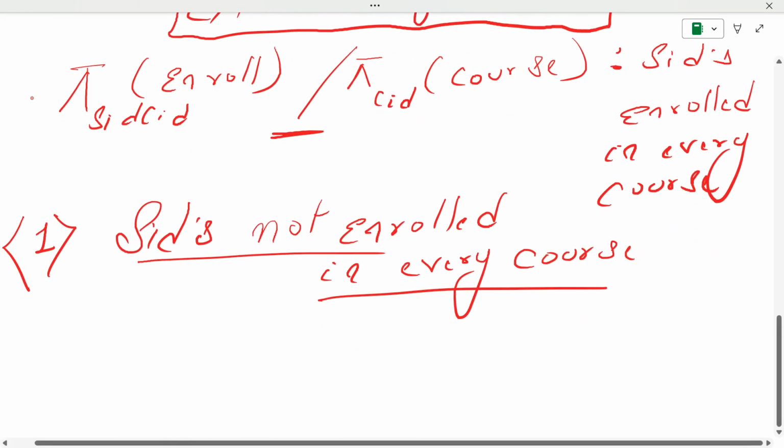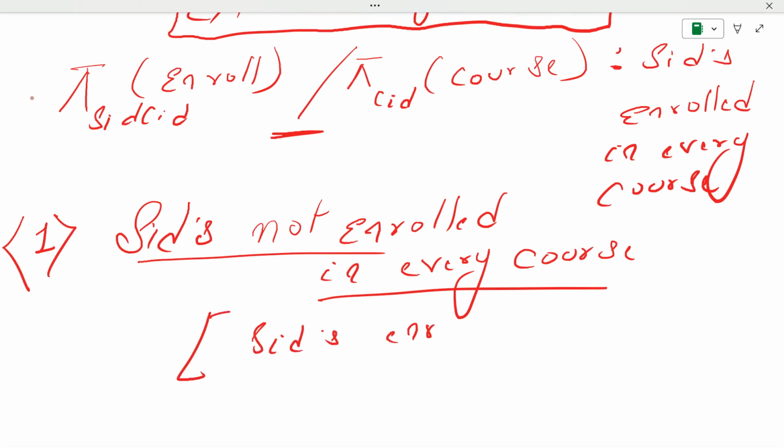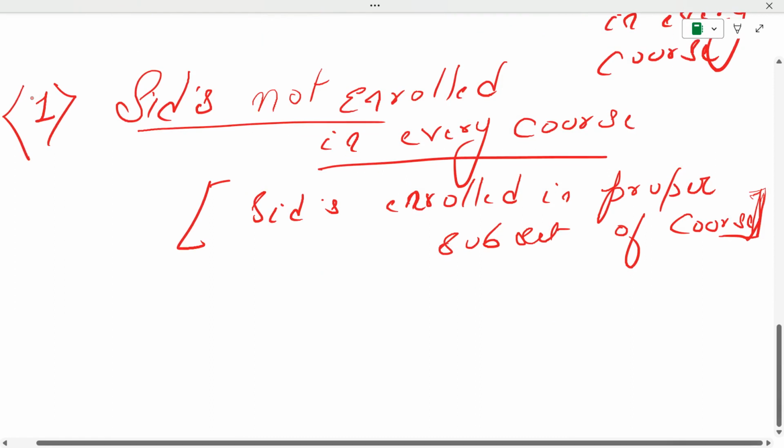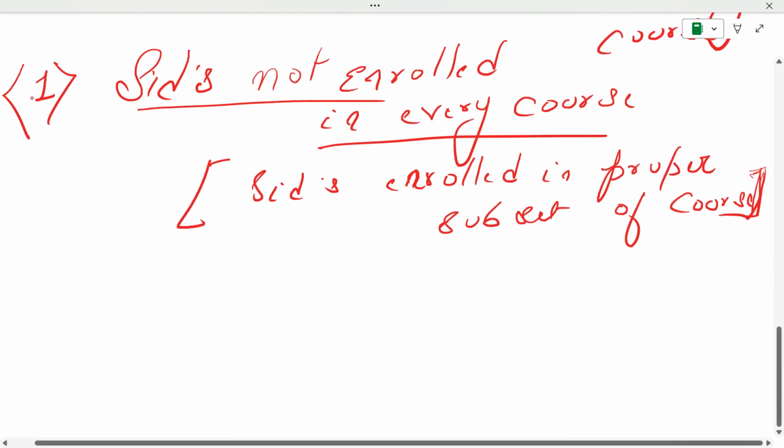This is also equivalent to SIDs enrolled in a proper subset of course. Now what does proper subset of course mean? For the course, it gives the CIDs. First of all, I'm going to write the expression, and then I'm going to explain this statement.